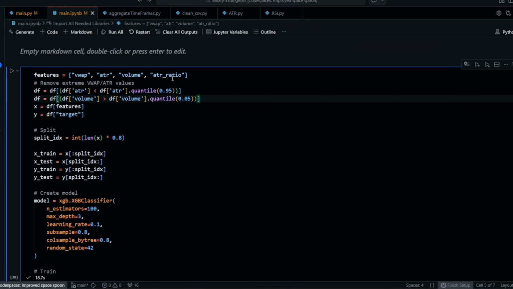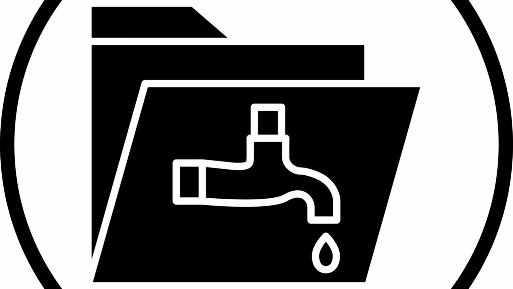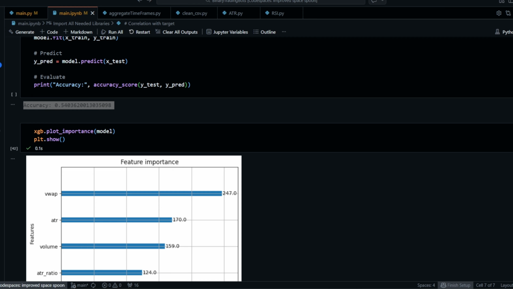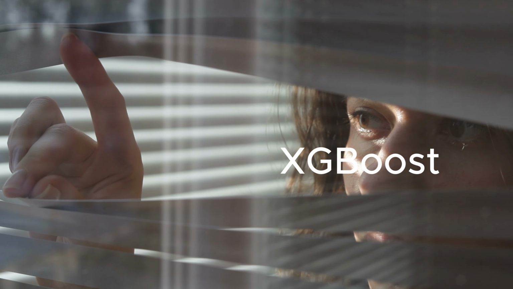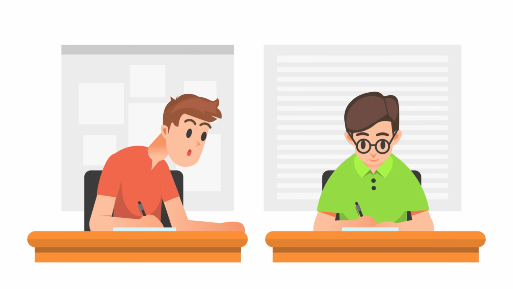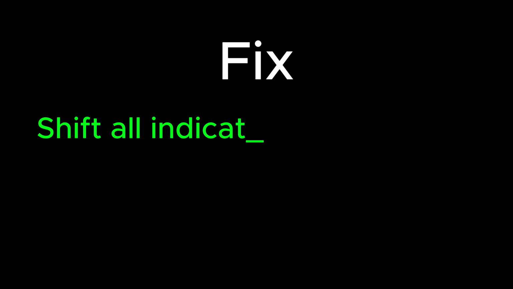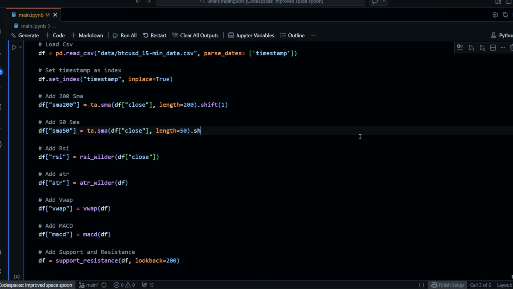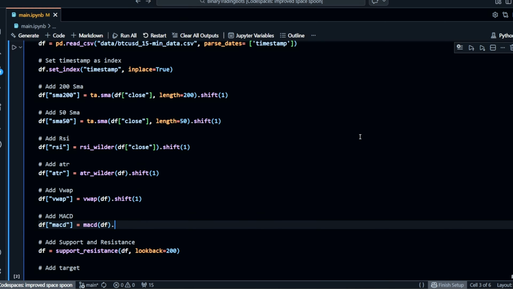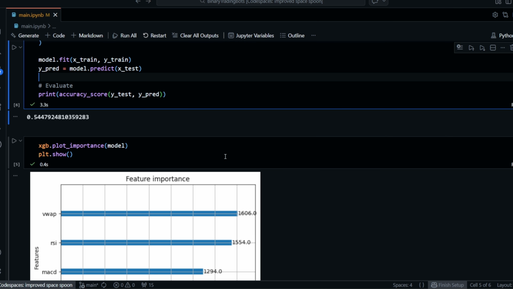I had made one of the most classic embarrassing mistakes in machine learning: data leakage. I was calculating indicators using the current candle's closing price. Sounds fine, right? Wrong. In real trading, you don't know the current candle's final close until it's actually closed. So my model was quietly, sneakily peeking into the future. The model wasn't smart, it was cheating. Fix was simple: shift all indicators back by 1 candle. Now the model only sees what would have actually been available at prediction time. After retraining, 54% accuracy. Now that's more honest.